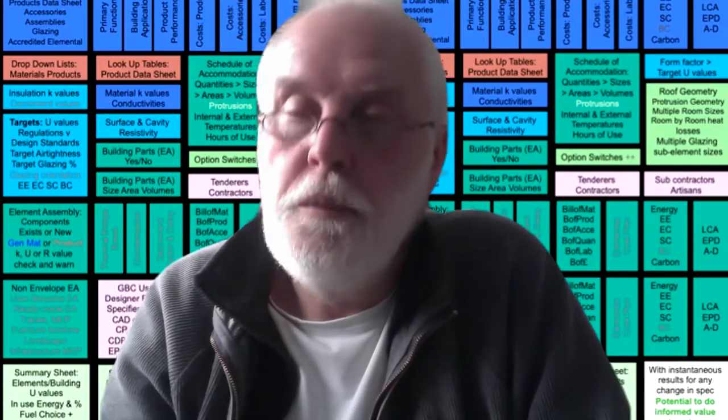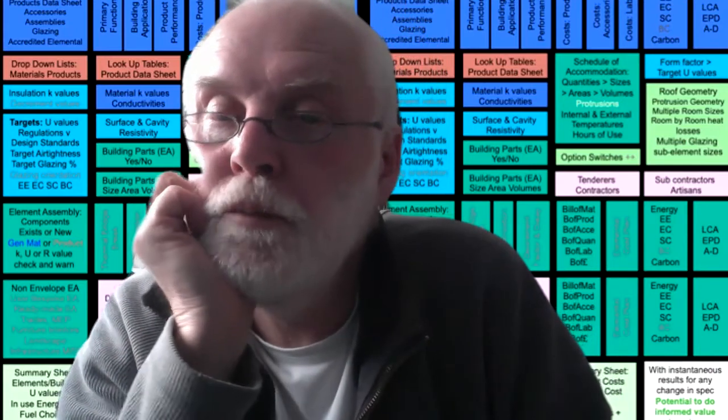And then we have some option switches to allow us to engage with more and more detailed information on things like roof geometry, protrusion geometry, multiple room sizes, room by room heat losses, multiple glazing of sub-elements. And then with all of this sort of shape information, we can then do a form factor calculation to set carbon targets, and then go to a U-value target.